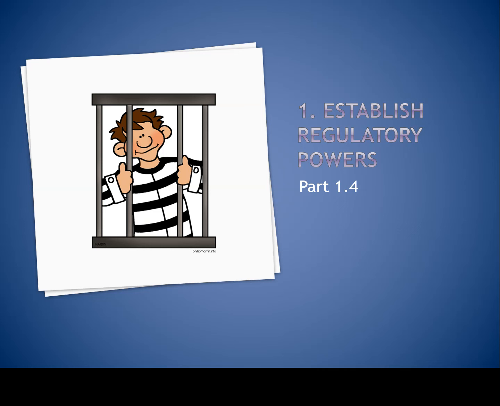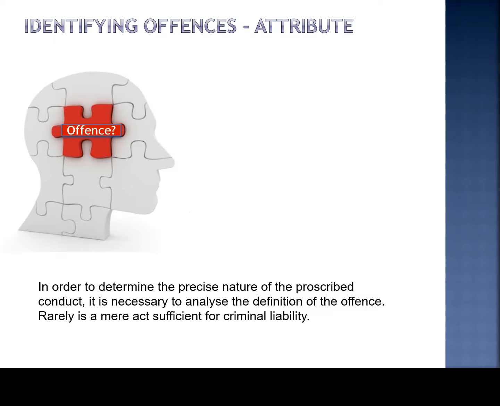We're now going to look at part 1.4 of chapter 1, which is about offences and elements of offences. This is a very important skill to have as an investigator. So identifying offences, to determine the precise nature of a prescribed conduct, you need to analyse the legislation and define the offence or offences. Quite often just a mere act is not sufficient for a criminal liability.